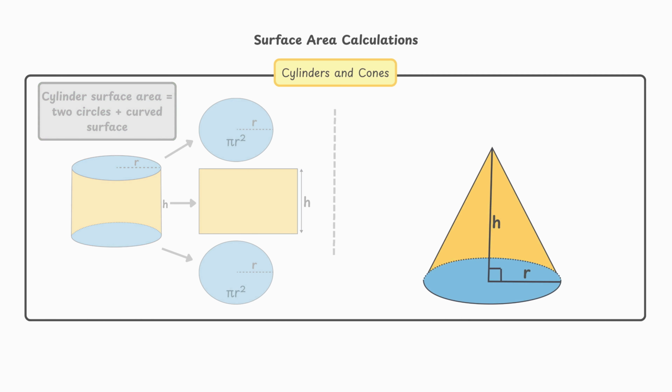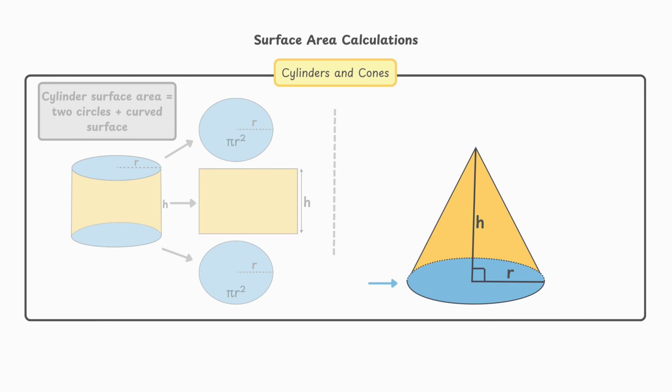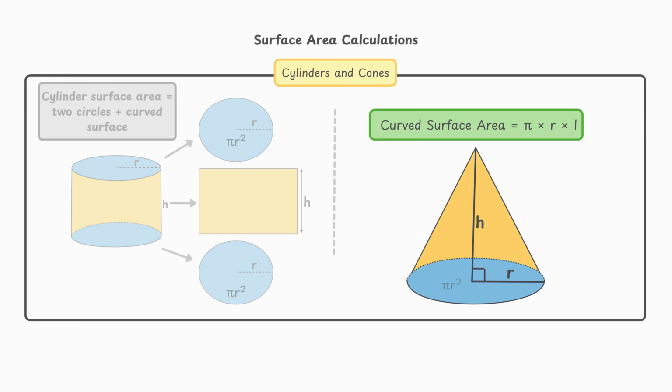Now let's look at the cone. A cone has 1 circular base and 1 curved surface. The circular base also uses the formula pi r squared because it is a circle. The curved part of the cone is different from a cylinder because it slopes up to a point. To find the curved surface area of a cone, we use the formula: curved surface area equals pi times r times L. Here, r is the radius of the circular base, and L is the slant height of the cone. The slant height is the diagonal distance from the edge of the base up to the tip of the cone.